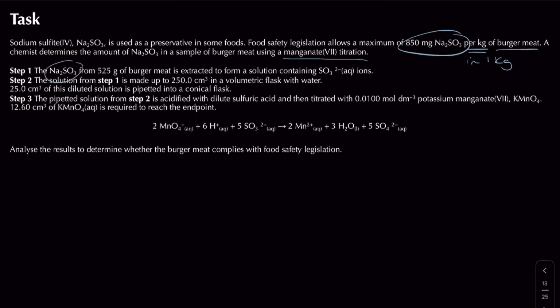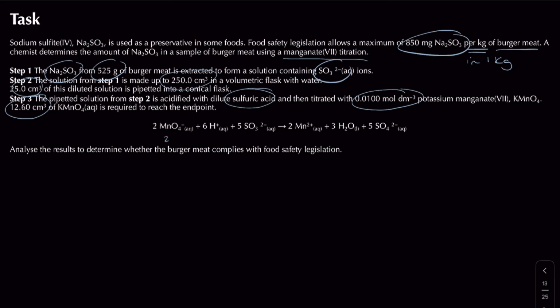So reading on then, right, we're told that the sodium sulfite, so we're not actually dealing with iron 2+ in this case, is from 525 grams of burger meat. It's extracted to form a solution containing SO3 2- ions. The solution in step 1 is going to be made up to 250 centimeters cubed in a volumetric flask with water. I take out 25 centimeters cubed of this, put it into a conical flask, and then the pipetted solution is acidified with sulfuric acid again, and then they titrate it with 0.01 mole per decimeter cubed of potassium manganate with a volume of 12.60 for the actual endpoint itself.